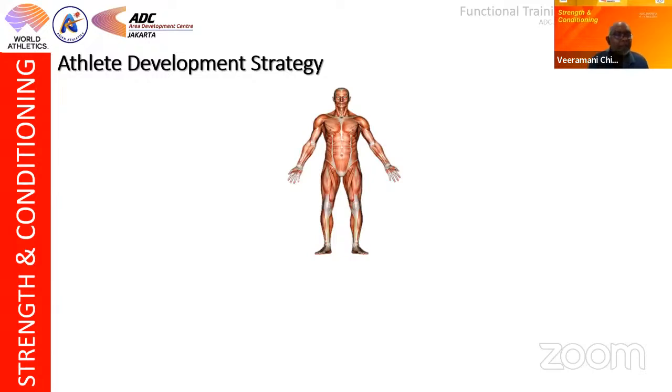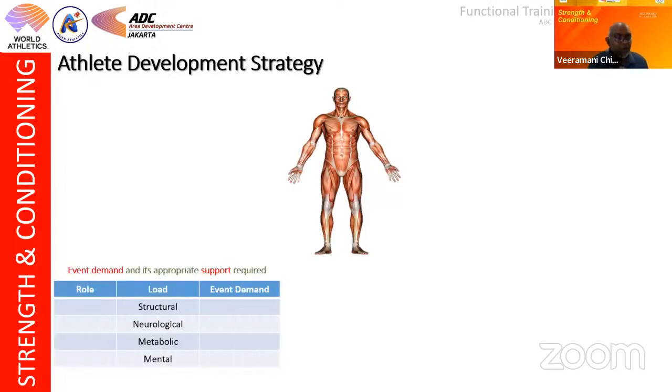As a guiding factor, we know that we need to develop certain aspects of it, where we look at athlete development strategies. What are the different strategies we have? Many times we focus on the event demand and its appropriate support required, whether it's structural, neurological, metabolic, or mental. These are 4 areas we have covered during our level 1 courses. So again, what we want to know is what roles these various loads will play according to the event demand. This is one part of the story.